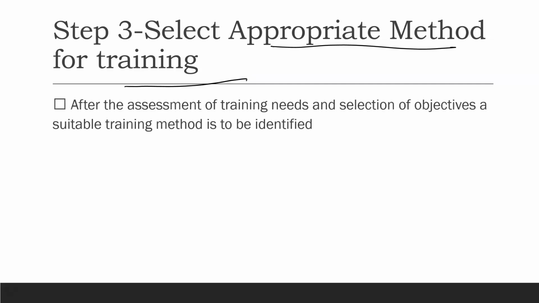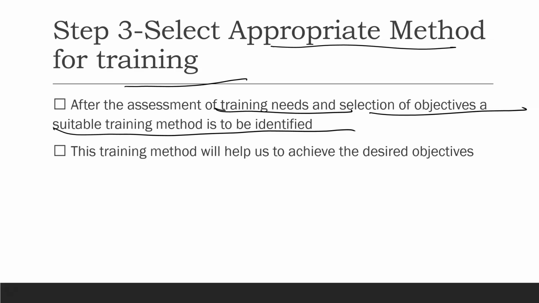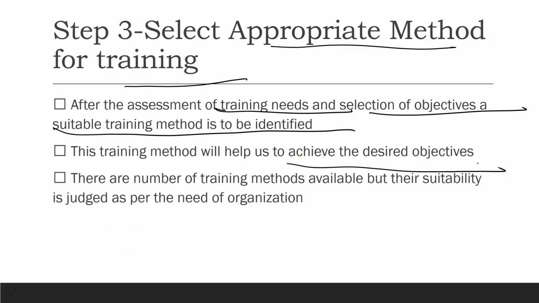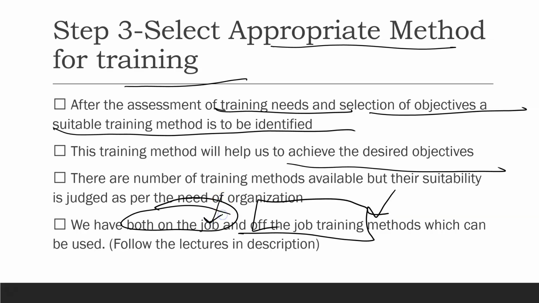Let's talk about step 3, and that is called selecting the appropriate method of training. We all know that there are so many training methods which are suitable for particular jobs. After assessing the training needs and selecting objectives, we must choose suitable training methods. And we already know that there are so many methods which can help you in achieving those desired objectives. These methods could be on the job methods as well as off the job methods. I've already covered both in detail in other lectures. You can find the lectures in the description. Kindly go through those lectures so that you can understand what kind of training companies can provide.